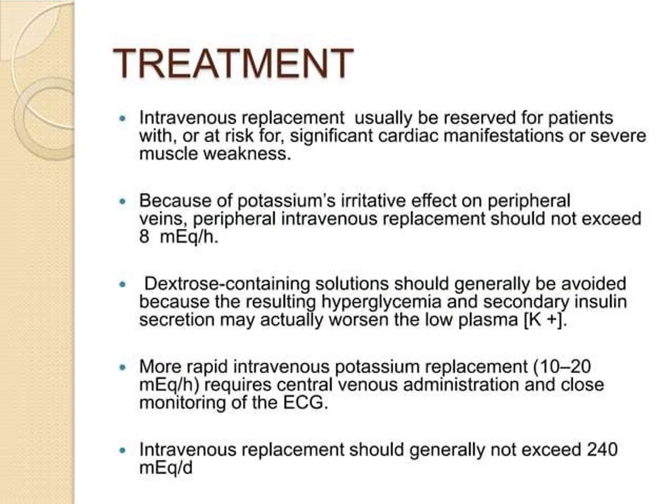Intravenous replacement is usually reserved for patients with, or at risk of, significant cardiac manifestations or severe muscle weakness, because of potassium's irritative effect on peripheral veins. Peripheral intravenous replacement should not exceed 8 milliequivalents per hour. Means correction should not be more than 8 milliequivalents per hour.